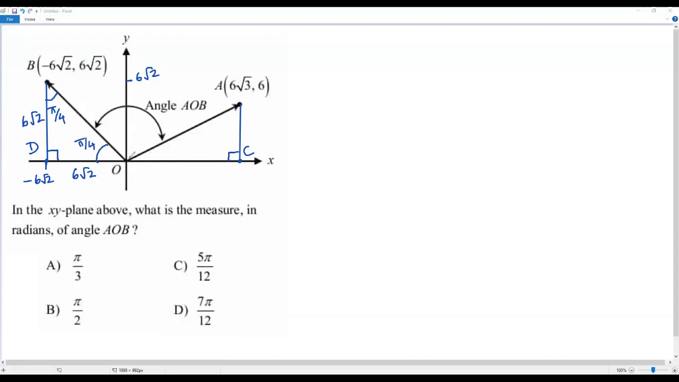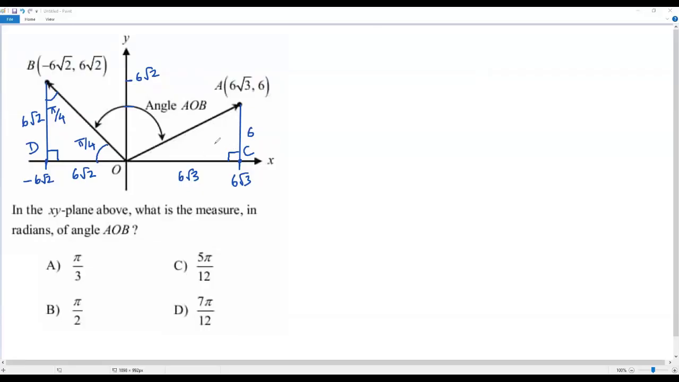Okay, now let's come to the right triangle OAC over here. In this right triangle OAC, let's consider the vertex A. The x-coordinate is 6 times square root of 3. So the value we have on the x-axis over here is 6 times square root of 3. Clearly, the length of this side of the right triangle is 6 times square root of 3. And the y-coordinate is 6 over here. Clearly, the length of this side AC of the triangle is 6.